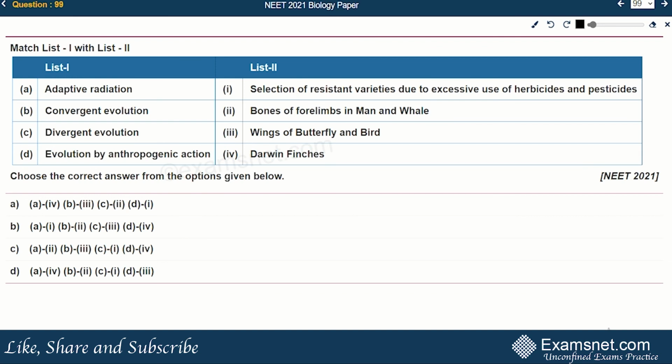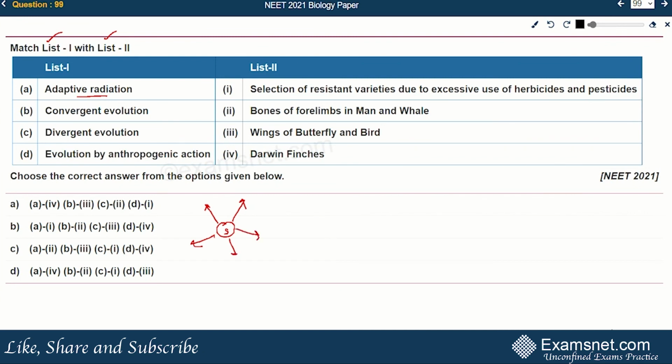Question number 99 is from the chapter Evolution, class 12, and here we have to match list 1 with the correct option in list 2. So the first one is adaptive radiation. What do you mean by adaptive radiation? It is an evolutionary process by which many species evolve from the same species. That means different species originate from one species in any given area.